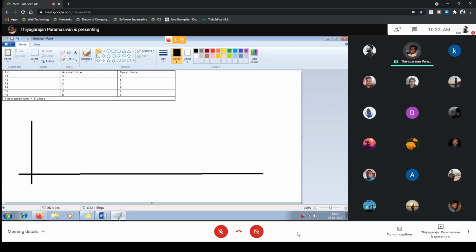Good. So look at the problem. As usual, we know the graph will always start at 0. But check whether any job arrived at 0th time. No, sir.